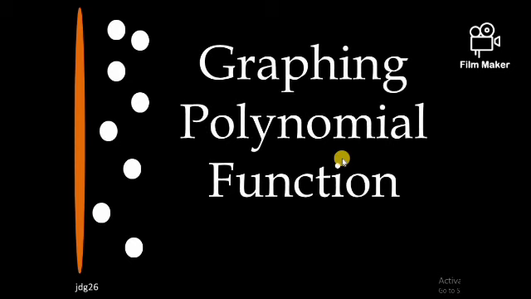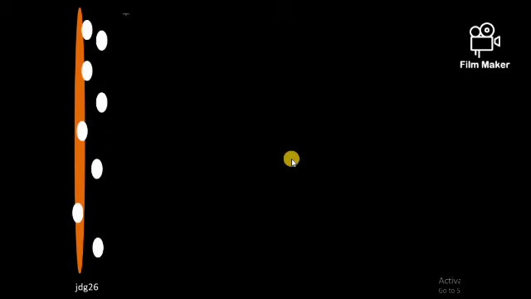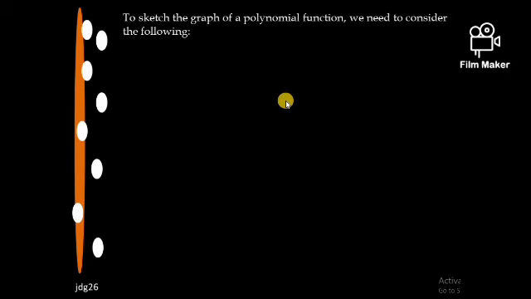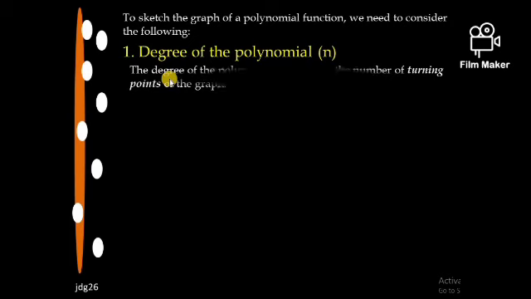Good day everyone! Ang discussion natin ngayon ay tungkol sa how to graph a polynomial function. Now, to sketch the graph of a polynomial function, we need to consider the following. Number 1, the degree of the polynomial or n. N is the highest degree or the largest exponent in the given polynomial. The degree of the polynomial will dictate the number of turning points of the graph.